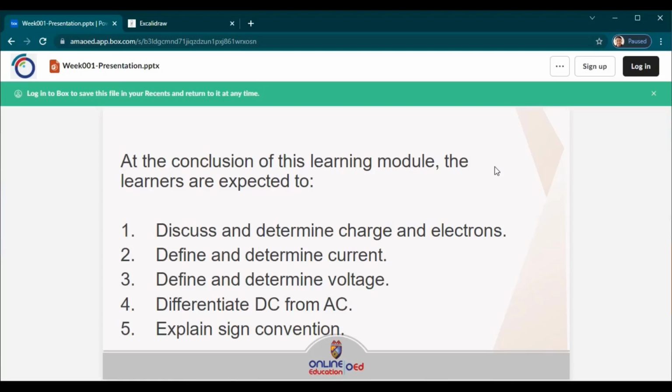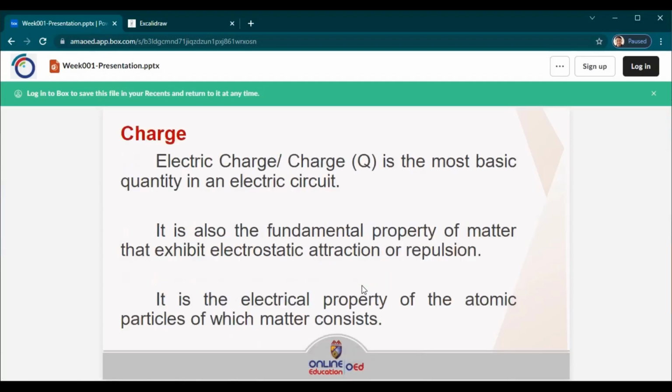At the conclusion of this learning module, the learners are expected to: number 1, discuss and determine charge and electrons; number 2, define and determine current; number 3, define and determine voltage; number 4, differentiate DC from AC; and lastly, explain sign convention. So hopefully after this module, we will achieve all of these learning outcomes. So let's start.